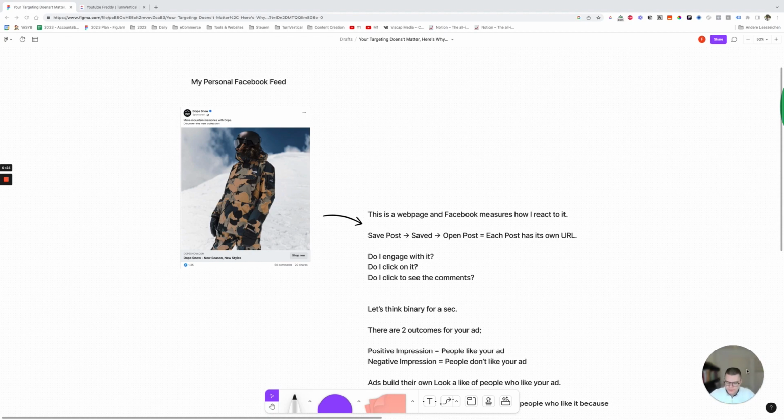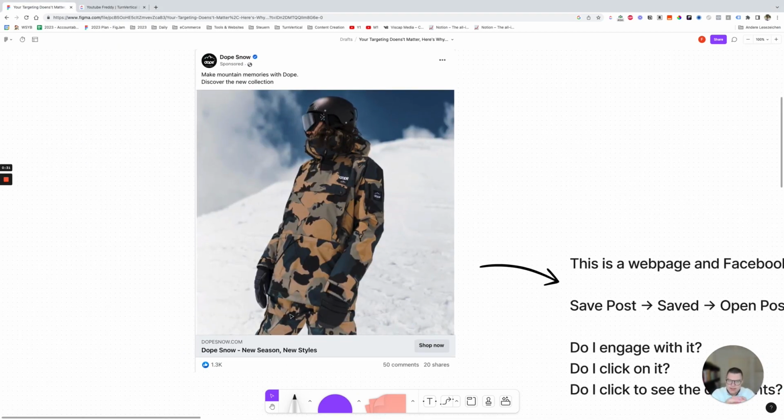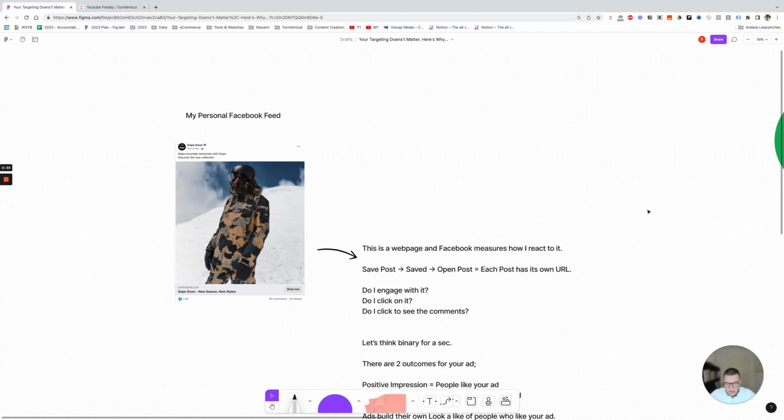So first things first, I have this ad. I found this on my newsfeed. I think it was the first ad that I got. I just screenshotted it. What most people don't know is that every post, whether that's an ad, a video that somebody from your friends shared, or something a Facebook page shared, is a web page. The Facebook newsfeed is just web page after web page. To prove this, you save the post, go to saved, and open the post, and each post has its own URL. That's proof that each post is its own web page.